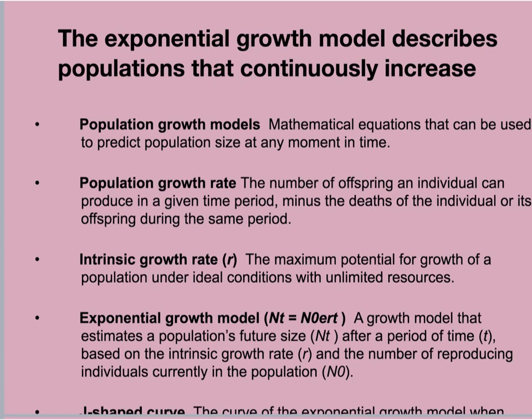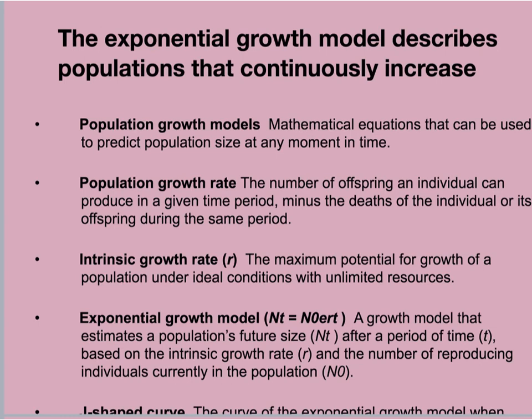If we know the intrinsic growth rate of a population, if we know little r, and the number of reproductive individuals that are currently in a population, what we call N0, we can estimate the population's future size, Nt, after some period of time, which is little t, has passed. The formula that allows us to estimate the future population is known as the exponential growth model. That is Nt equals N0 e to the rt, where e is the base of natural logarithms. That's the e to the x key on your calculator, and where little t is time.